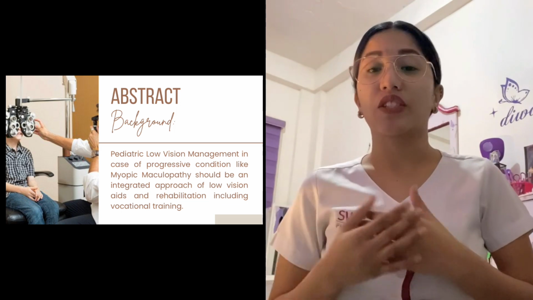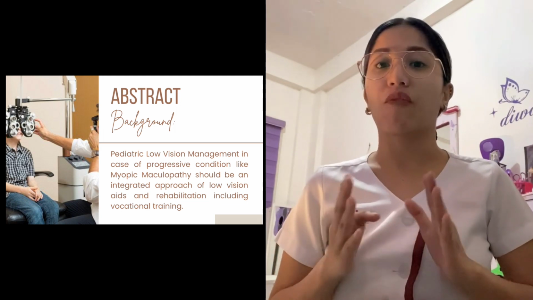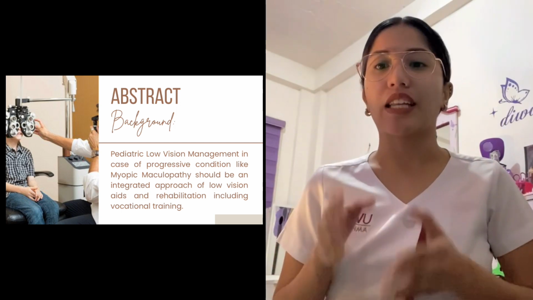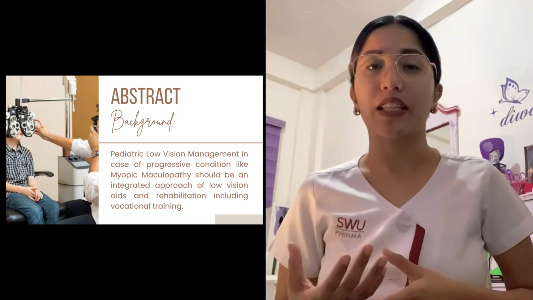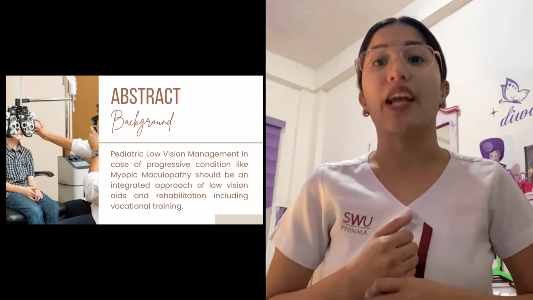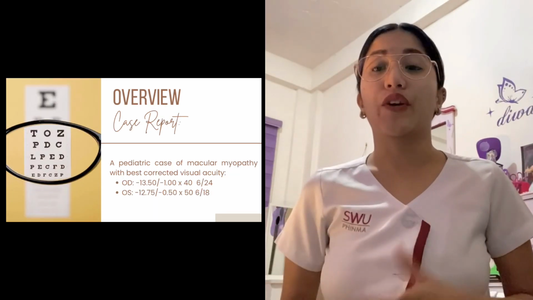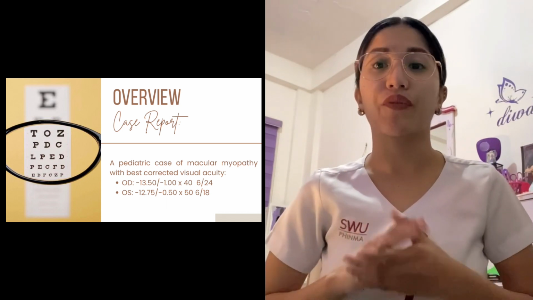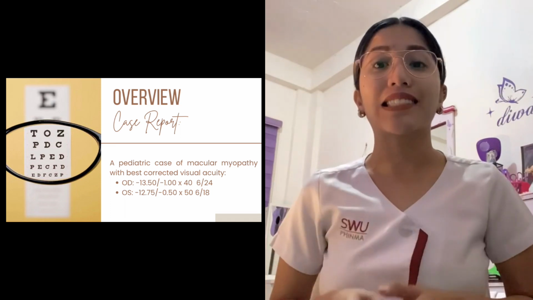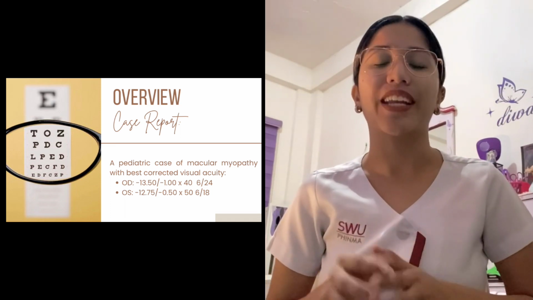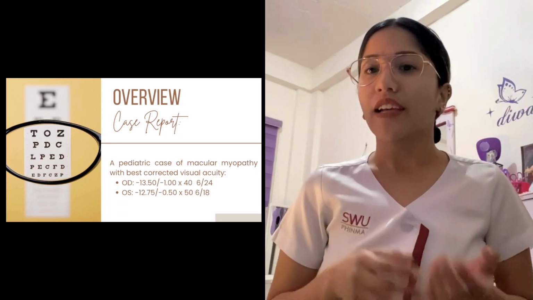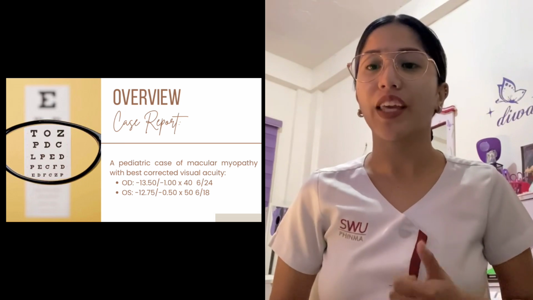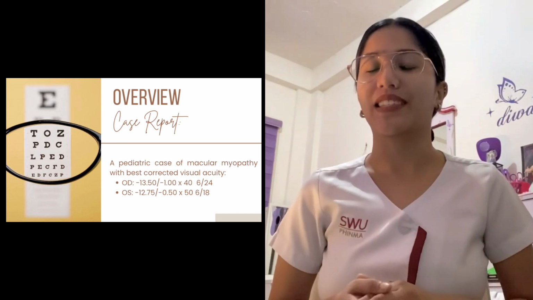For the abstract of the study, pediatric low vision management in case of a progressive condition like myopic maculopathy should be an integrated approach of low vision aids and rehabilitation, including vocational training. A little overview of the case: the pediatric patient's best corrected visual acuity was minus 13.50 combined with minus 1 axis 40 with vision of 6/24 in the right eye, while for the left eye, subjective acceptance was minus 12.75 combined with minus 0.50 axis 50 on 6/18.